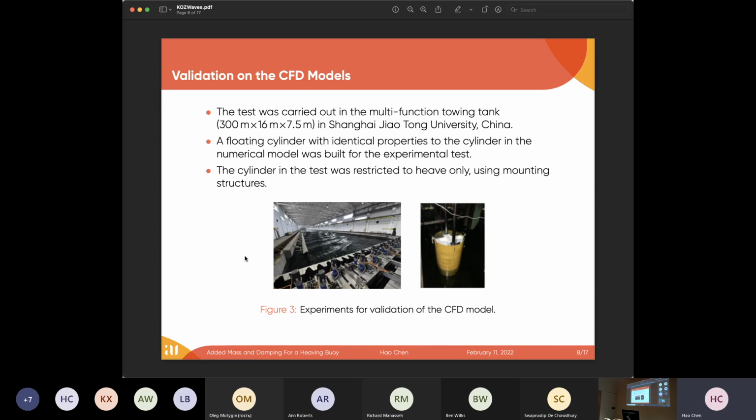Okay, so first we just validate the CFD model. We did some experiments in a very nice towing tank at Shanghai Jiao Tong University. We have a cylinder that is restricted to heave only using some mounting structures. So here, unavoidably, we introduce some mechanical damping due to these mounting structures. We actually did some dry tests to measure the extra damping introduced by the mechanical structures. And when we did the comparison with the CFD model, we have to take this into account.